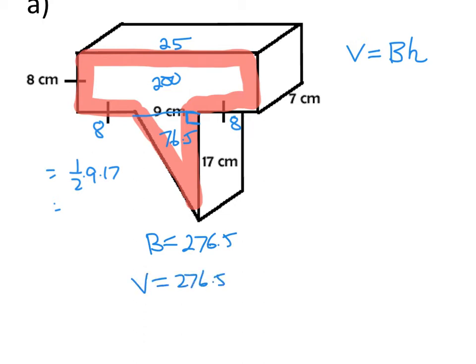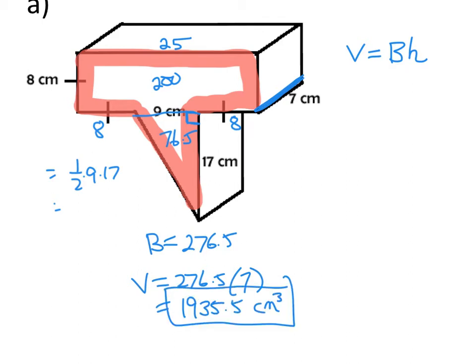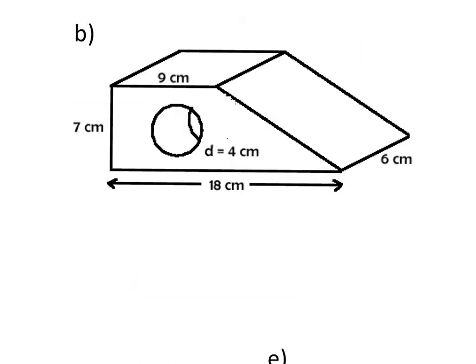So the volume would be that multiplied by that depth dimension, which is 7. So multiplying that together, we'll get a total volume of 1,935.5 cubic centimeters.